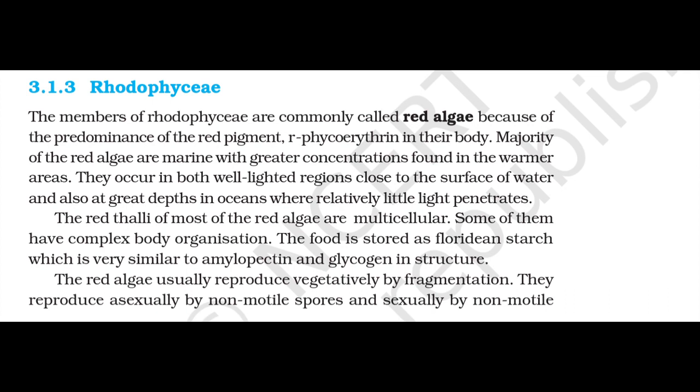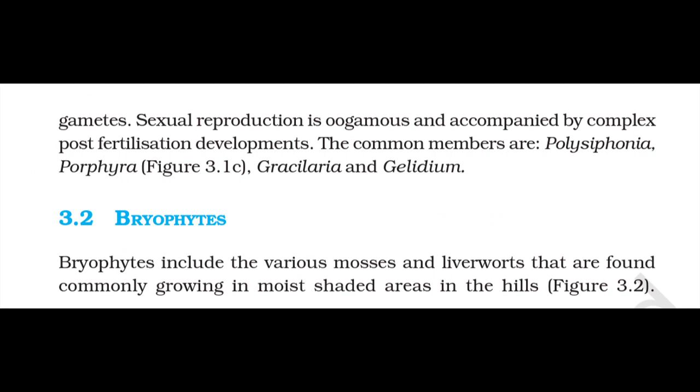The food is stored as floridean starch, which is very similar to amylopectin and glycogen in structure. The red algae usually reproduce vegetatively by fragmentation. They reproduce asexually by non-motile spores and sexually by non-motile gametes. Sexual reproduction is oogamous and accompanied by a complex post-fertilization development. The common members are Polysiphonia, Porphyra, Gracilaria, and Gelidium.